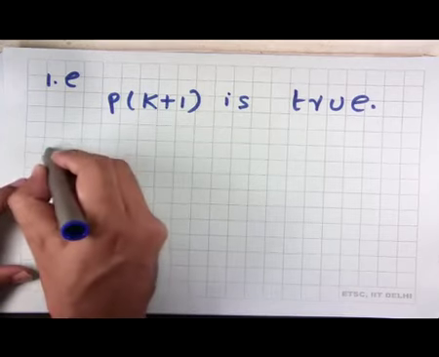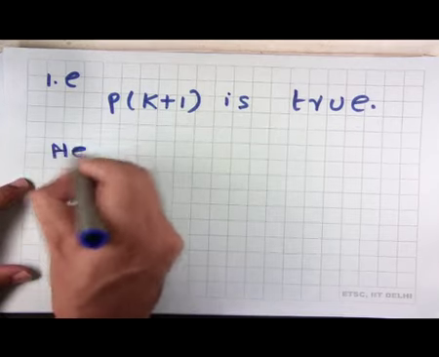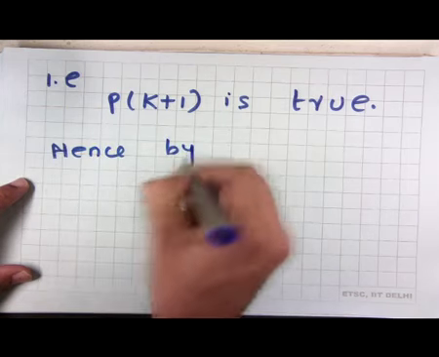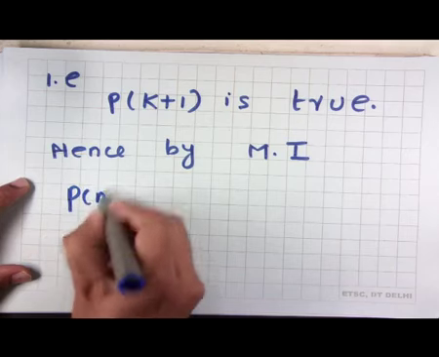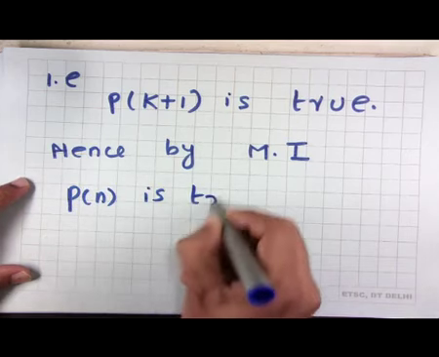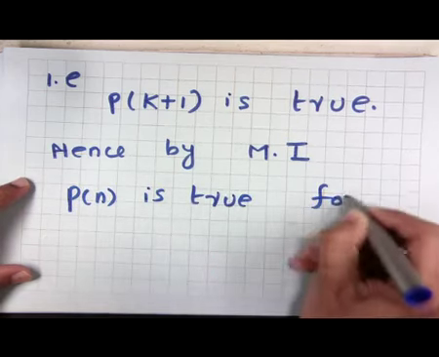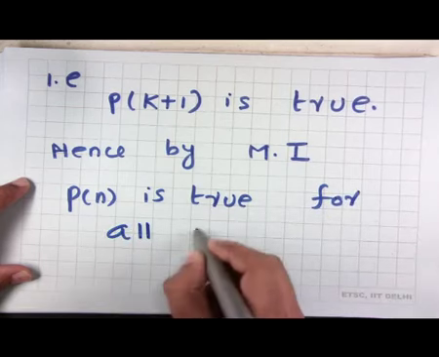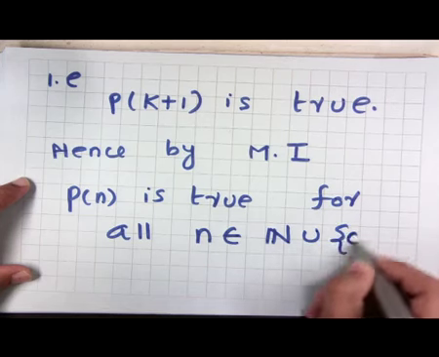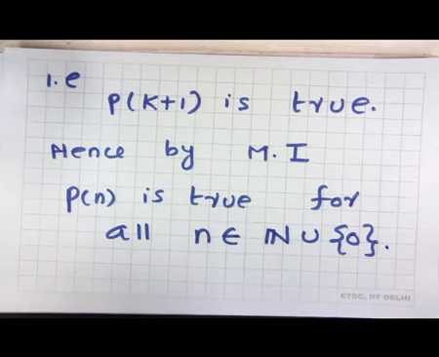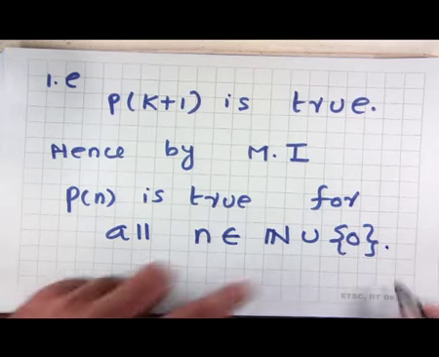Hence, by induction, P of n is true for all non-negative integer n. Recall that here the basis step we proved P of 0 is true.